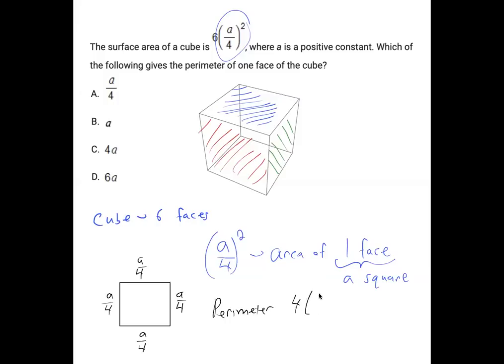I could say 4 times a over 4. Now, when you do that, the 4's are going to cancel and you're going to get a. So what is the perimeter of one face of the cube? Believe it or not, it's a.